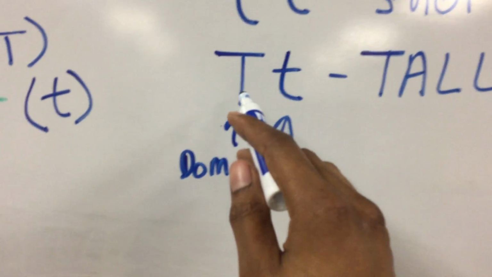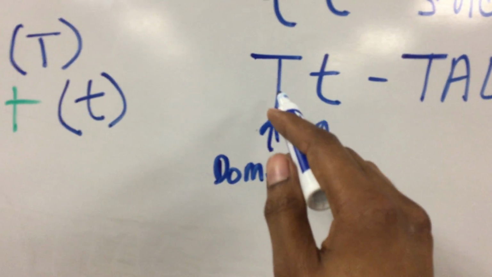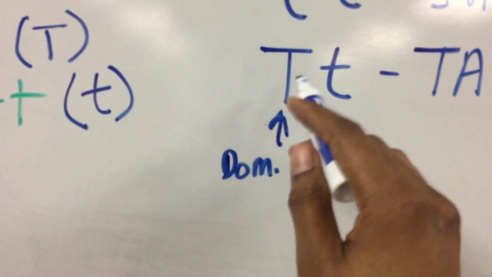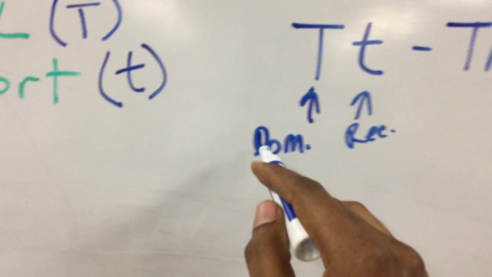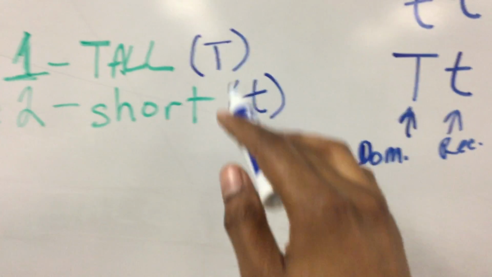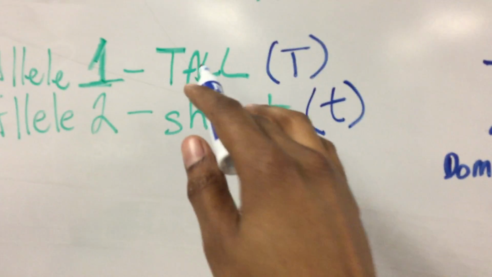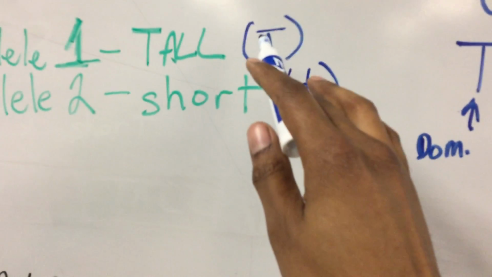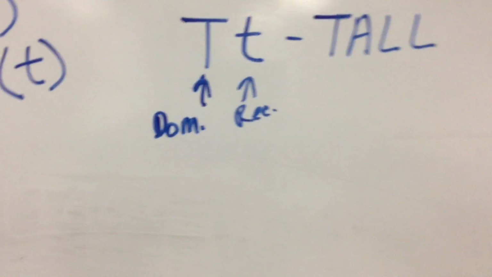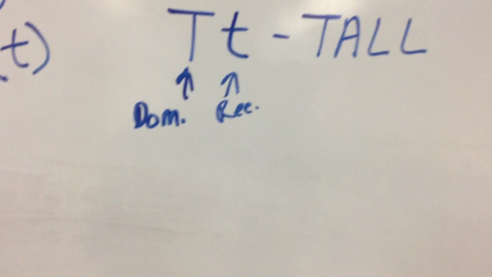So here, we know that when we have them both together, it's going to be tall. And so we know that the tall allele is dominant. So I already knew that when I wrote this out. That's why I used a capital T to represent tall and a short t, a lowercase t, to represent short, because I knew that tall was dominant over short. So that's what we have here.